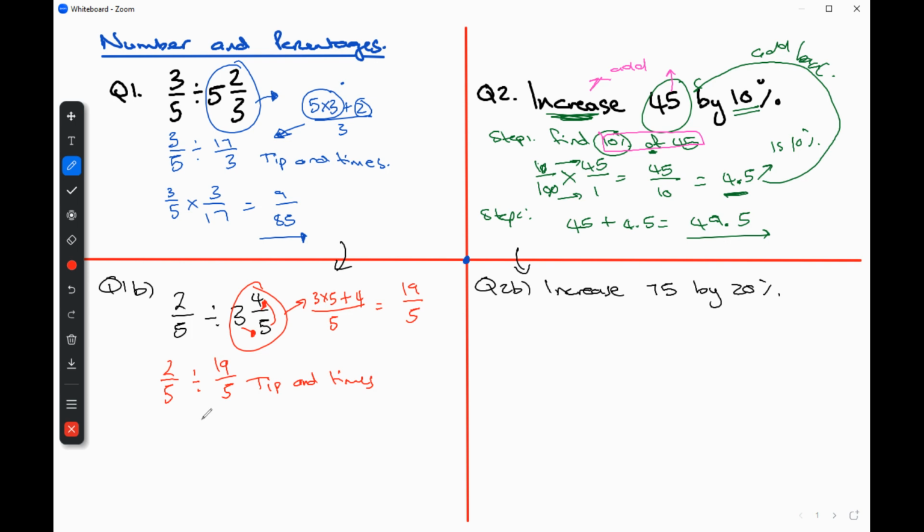Well done if you got to this part. Always change the second fraction, never the first. That'll be 5 over 19, and the 5s will cancel like that, leaving me with 2 over 19. So the final answer here will be 2 over 19. Now if you said 2 times 5, you would have got 10. If you said 5 times 19, you would have got 95. And then what you had to do is divide it by 5 afterwards and get to 2 over 19.